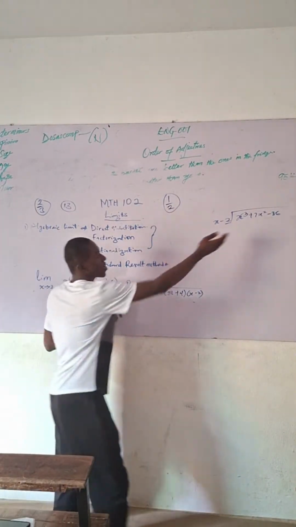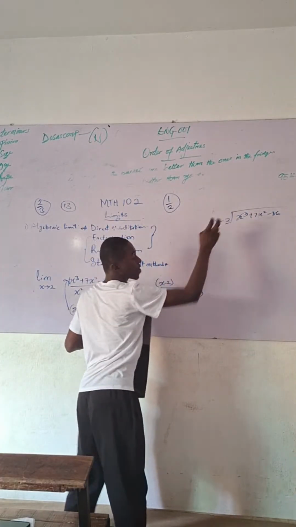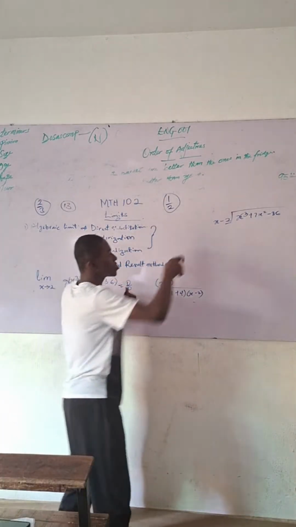You don't have to go manual. It's only one of these factors that we are meant to find. So that's why we need to do division.